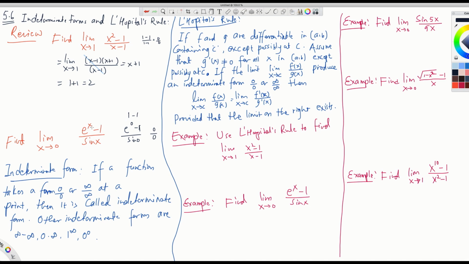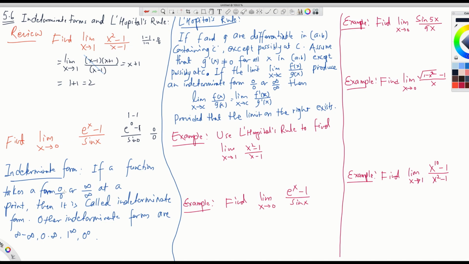To handle this type of problem, there is a rule we call L'Hopital's rule. We'll talk about that later. There is a very easy way to do this problem too, where you don't have to factor. So there is an easier method to find the limit. Okay, so let us talk about the indeterminate form.